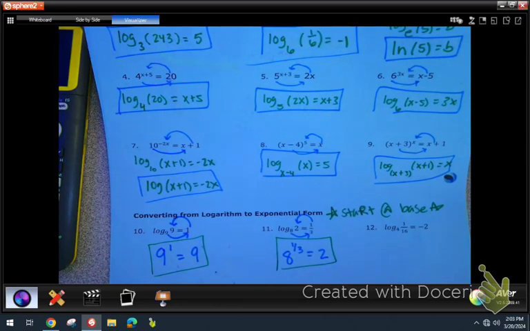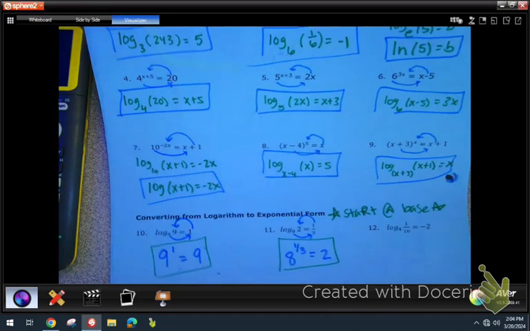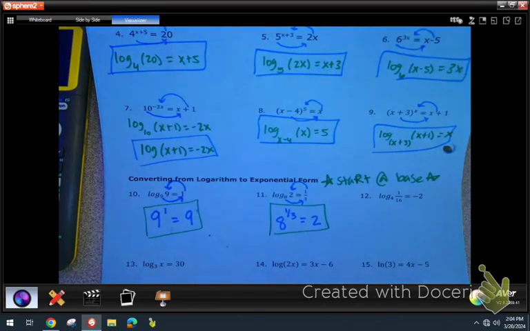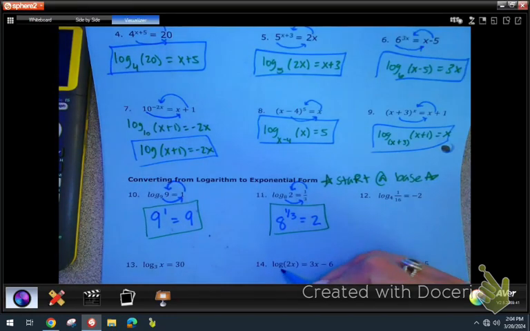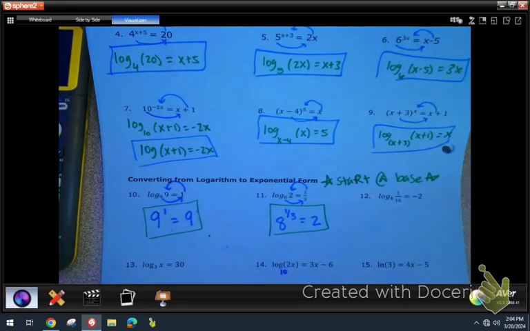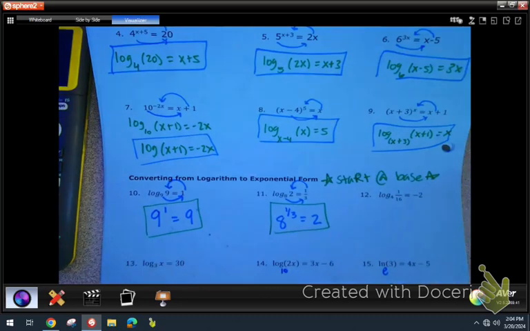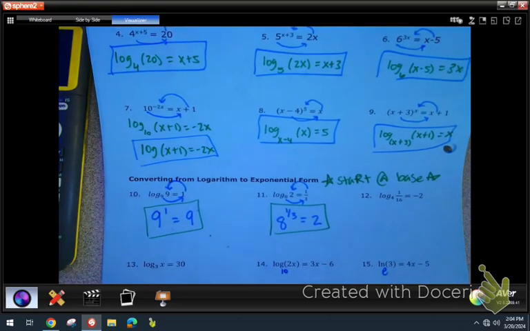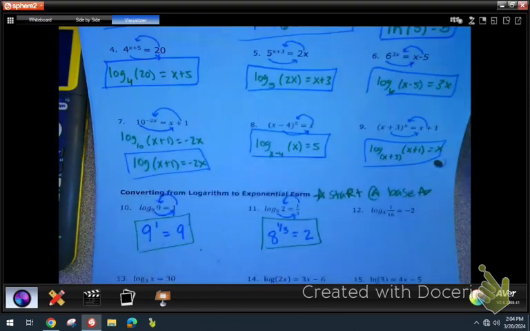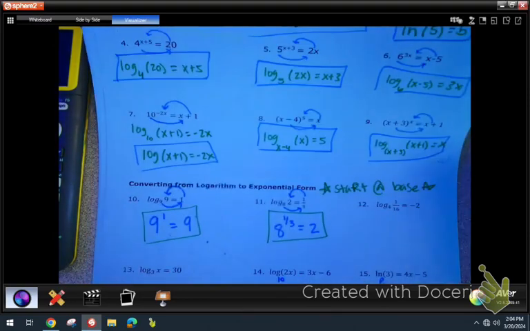All right, try these. Watch out for the ones that the base is not written in. You might want to write them in to help you, like number 14. What's your base? 10. No shame in writing that in. Number 15, what's your base? E. That would help me to write it in like that. And then I can go from there. So finish those, and then we can take a little break, and then we'll do inverses.